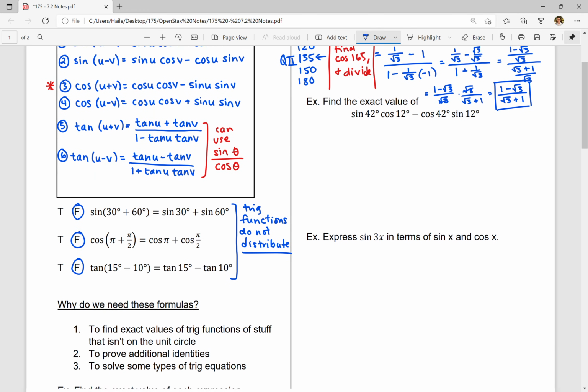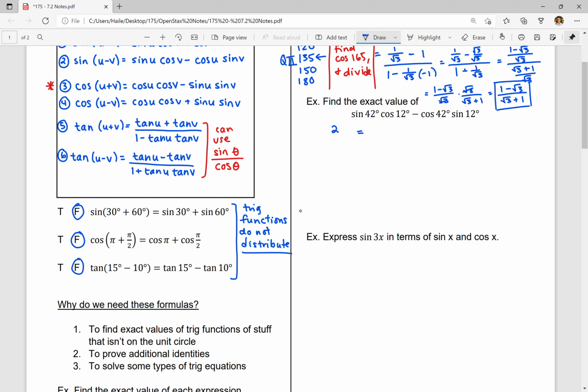So far in this section, we've been taking something that's smaller and we've been expanding it. But sometimes we can use these formulas in the opposite way as well. So let's look at the following example where we have sine of 42 times cosine of 12 minus cosine of 42 times sine of 12. So this is like the expanded form of one of the formulas. So we have sine times cosine minus cosine times sine. So that tells me that this is actually just formula 2. It's a difference of sine, or sine of a difference.